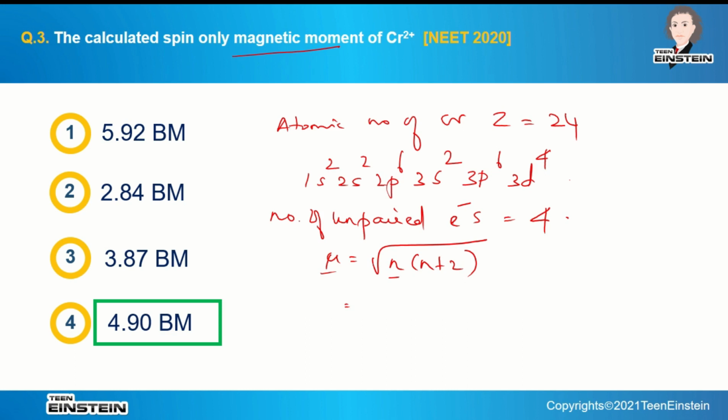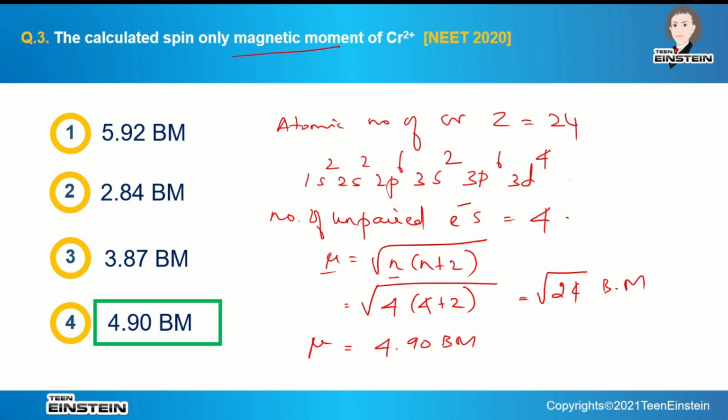So we substitute 4 in the above equation. So 4 into 4 plus 2, the root of 24 Bohr magneton. So the root of 24 is 4.90 Bohr magneton. In some competitive exams they do not give a calculator, so to save time, I give you some data which saves your time.